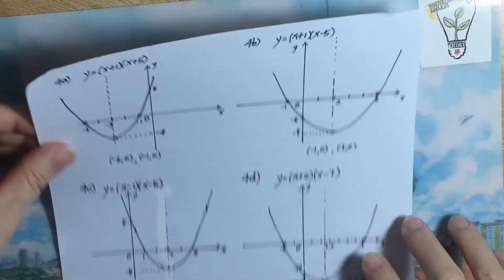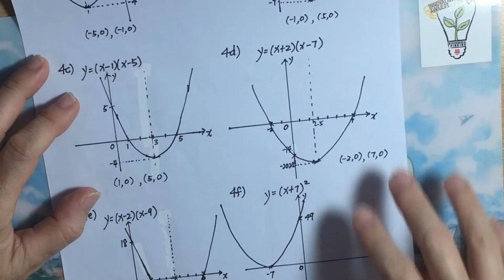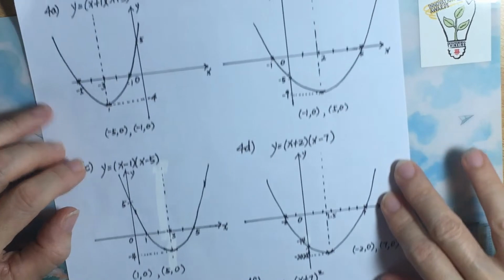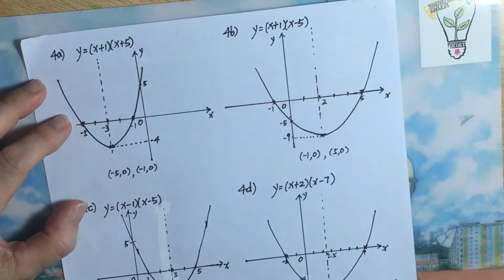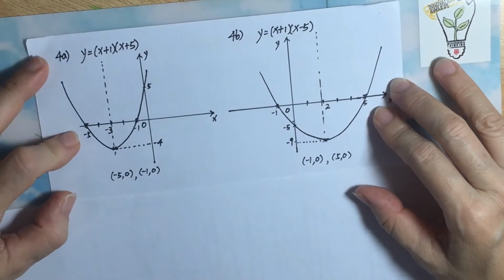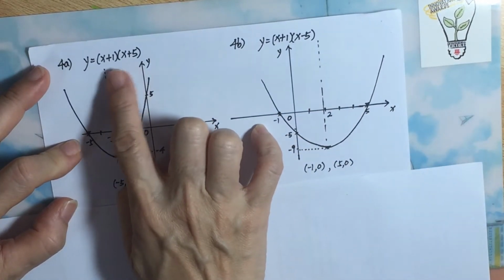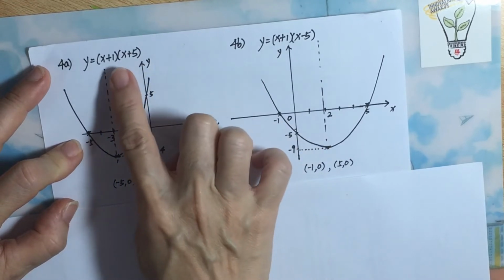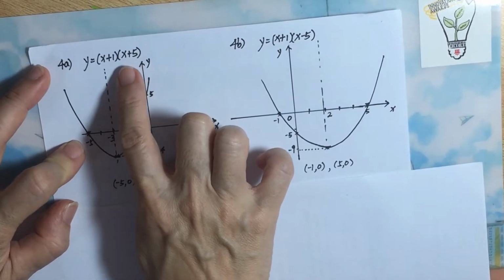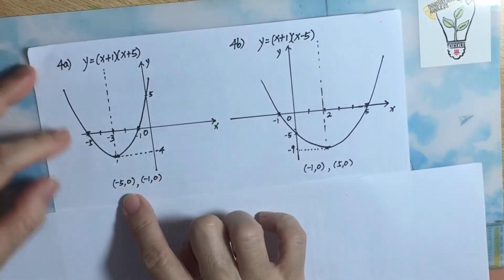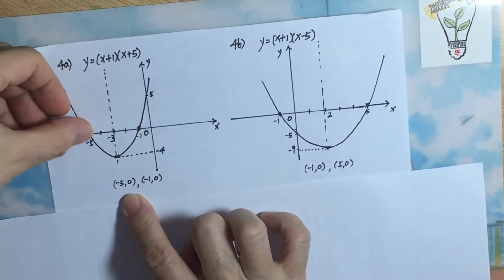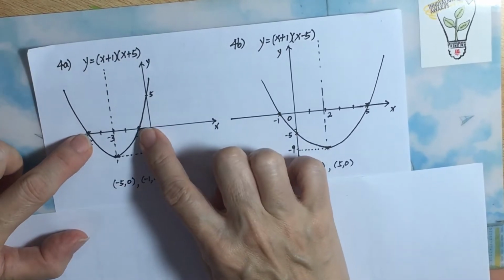Question 4. These are the graphs of question 4. If you compare the equations, for example the first question, it is expressed in factor form. From this factor form, if we put it equal to 0, we find that x is -1 and x is -5. So -1, -5. These two are the points where it cuts the x-axis.